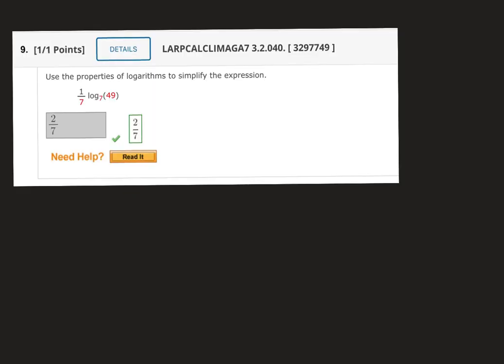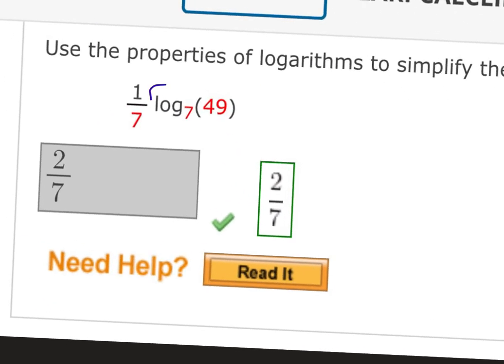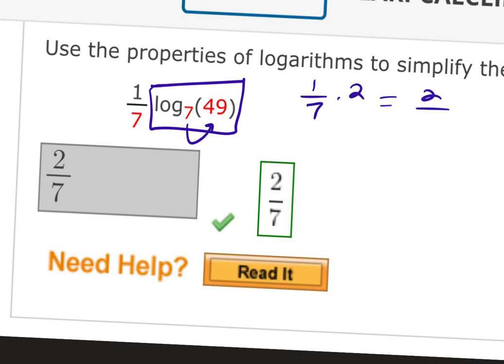So I've got 1/7 times log base 7 of 49. The first thing I would do is look at the log expression. Log base 7 of 49 is what? 2. 7 to what power gives you 49? That's 2. So it'd be 1/7 times 2, and that's 2/7. On one of them, you could then simplify it. Obviously, if you could simplify it, you need to.